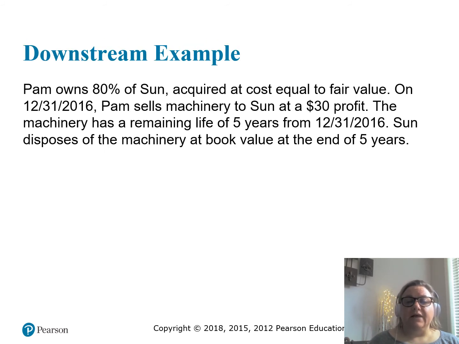Okay, so let's do a downstream example. Pam owns 80% of Sun, acquired at a cost equal to the fair market value. On 12/31/2016, Pam sells the machinery to Sun for $30 profit. The machinery has a remaining life of 5 years from 12/31/2016. Sun disposes of the machinery at book value at the end of 5 years. So let's take a look at this one together.